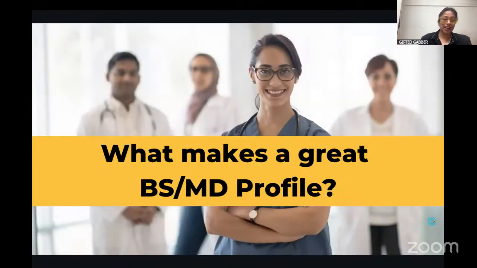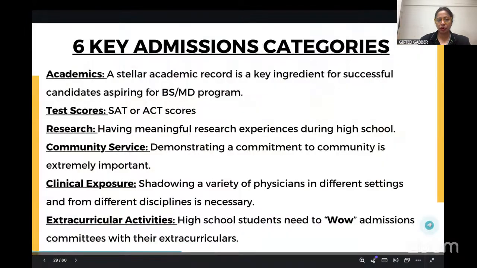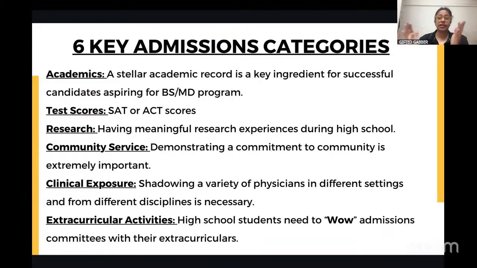So now the question is, what makes a great BSMD profile? I'm going to show you the 6 categories. If you're multitasking, come back and take a screen snapshot of this slide because it's super important. These 6 categories are: academics, test score, research, community service, clinical or medical exposure, and then the wow factor in the extracurricular activity.